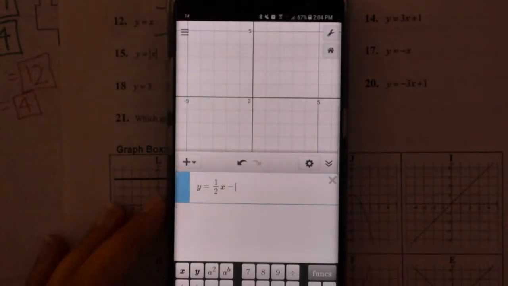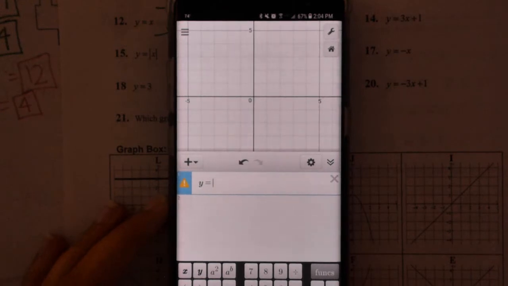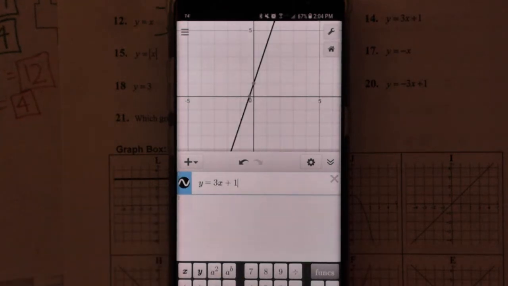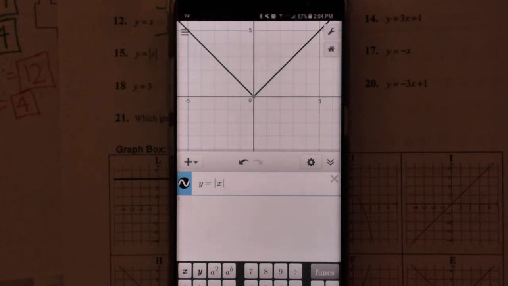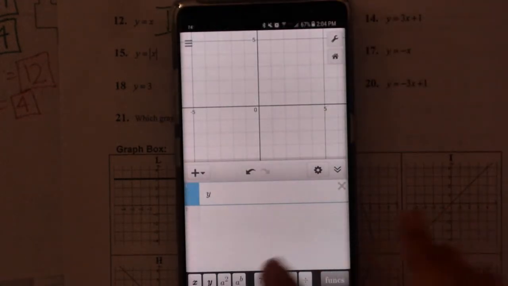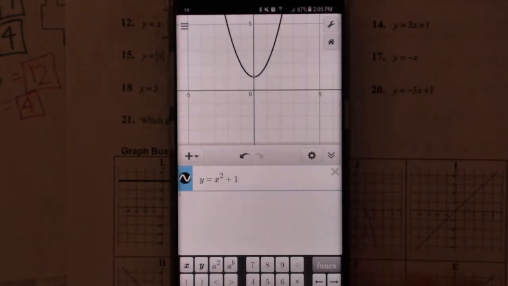Number 14 would be 3x plus 1. That looks like C. It is C. 15 is the absolute value of x. Oh, that looks like E. Great. Now it looks like F because I moved it up one.